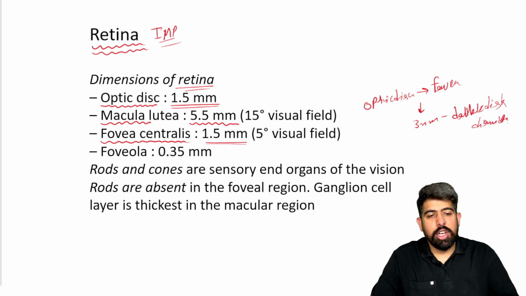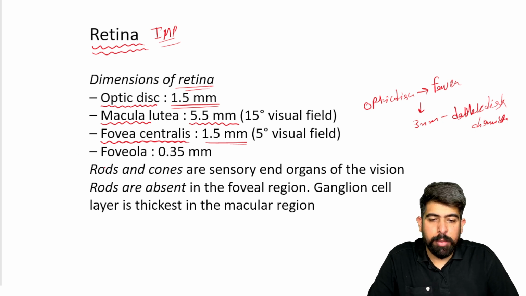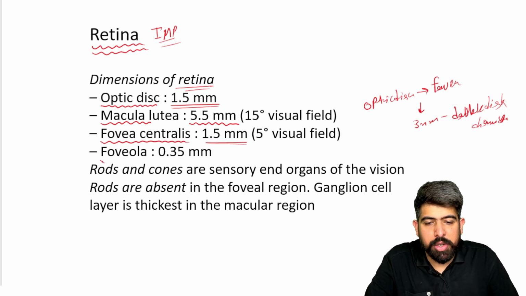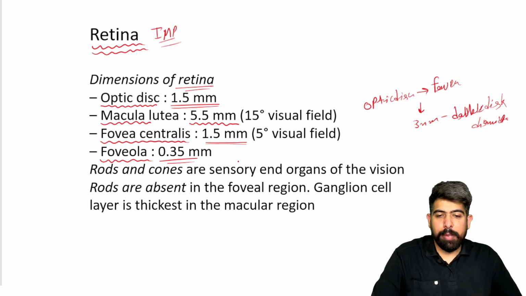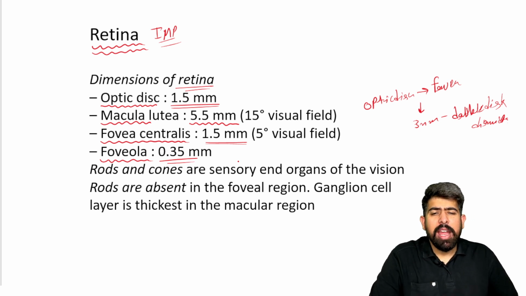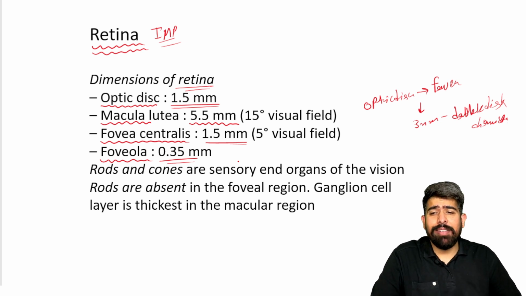Okay, so this is known as your double disc diameter. If I'm talking about the particular foveal pit which you saw, it is just only 0.35 mm. And also, more importantly, in our retina we have the cells, right?